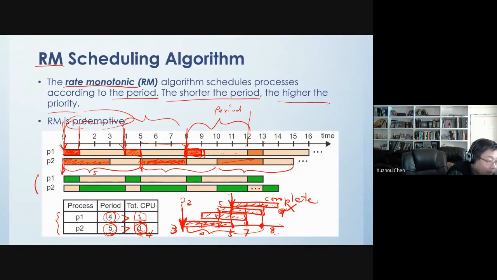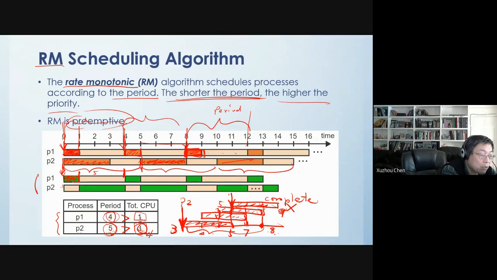Process 1 arrived at time 0. Okay, and also process 2 arrived at time 0. It doesn't matter, because process 1 always gets the CPU, since process 1 has higher priority than process 2, because process 1 has a shorter period. Once process 1 gets the CPU, it starts to execute and completes the job at time 1, way before the first period, which is actually time 4.